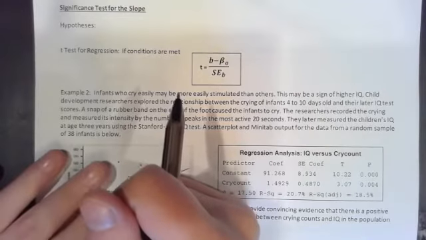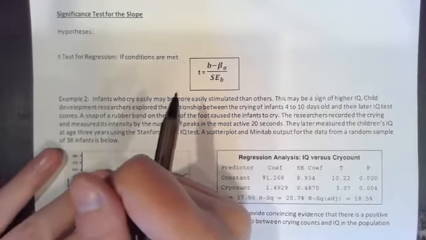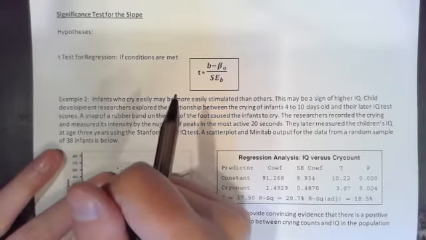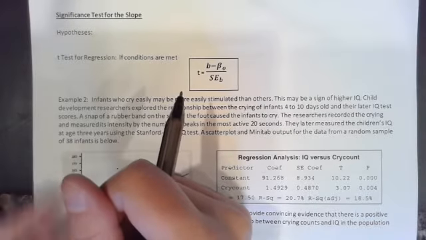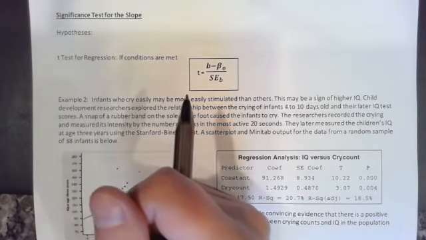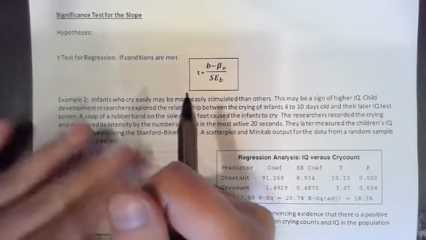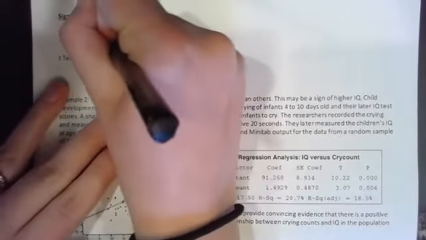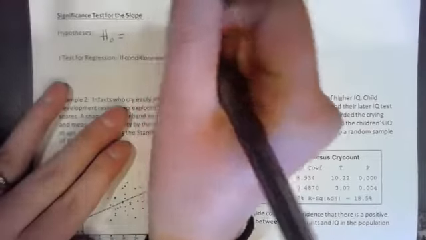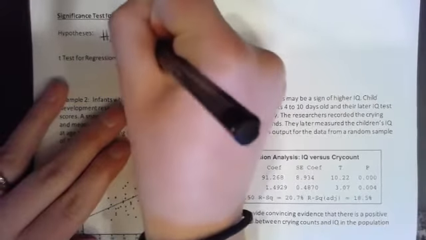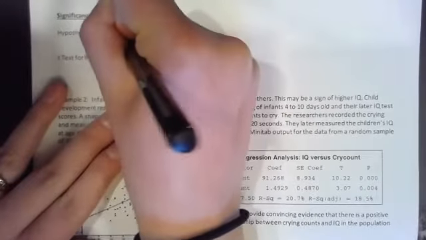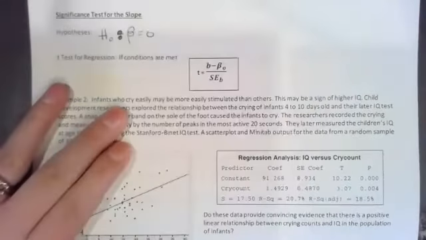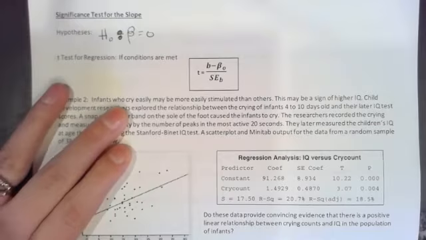All right, folks, we are now going to talk about significance testing for the slope of a regression line. So when we're trying to do a significance test for the slope, our null hypothesis is that beta equals 0, or the slope equals 0.